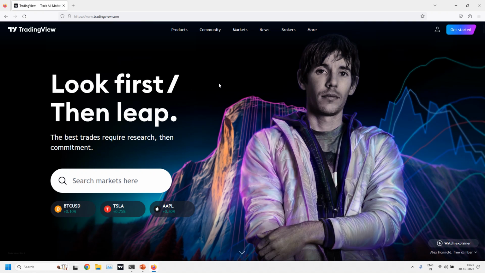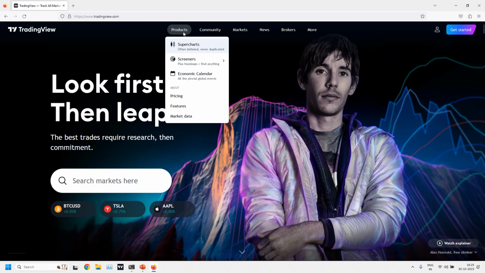Don't go for a paid version. The free version is more than enough. What you can do is register. Maybe somewhere here there is an option to register. I think this is the area. You just click and check, or maybe click on get started. But our interest is in this. Even without registration you can access it. There is nothing wrong. Go to the products.